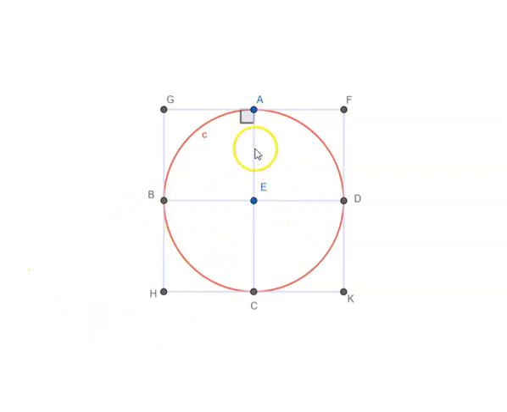Why? Because we created two diameters perpendicular to each other. That means angle AEB is 90 degree, and this is also a tangent being joined by a line BE from the center. So that means this angle is also 90 degree. Angle EBG is also 90 degree.